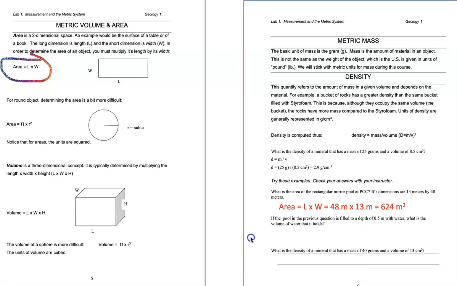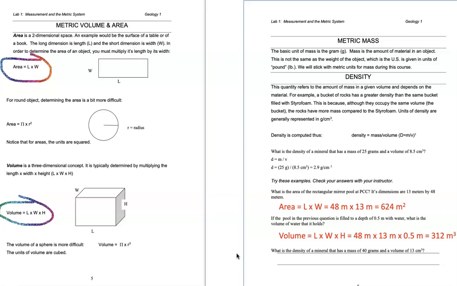If the pool in the previous problem is filled to a depth of 0.5 meters with water, what is the volume? So remember, volume is length times width times height. So we have 48 meters times 13 meters times 0.5 meters, or depth. And we get 312 meters cubed. So volumes are always cubed.